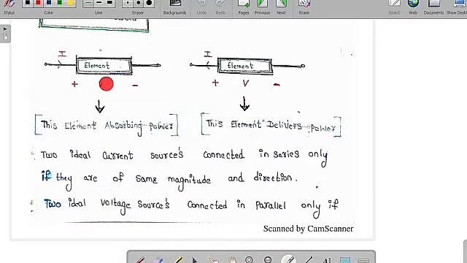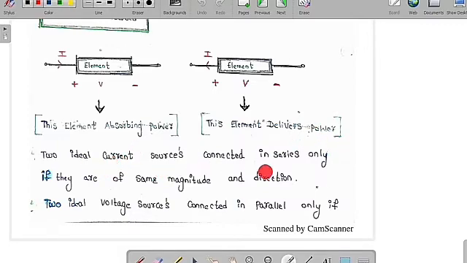If you take this element, you can see clearly it has a plus and minus, and the current enters the positive terminal of the voltage. We can say this element absorbs power. If the current enters the positive terminal of the voltage, then this element is absorbing power. But if the current leaves the positive terminal of the voltage, then this element is delivering power, meaning it acts like an active source.